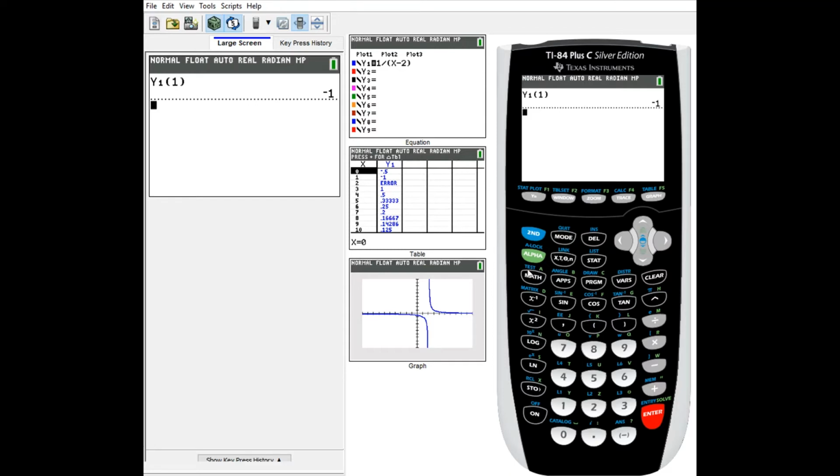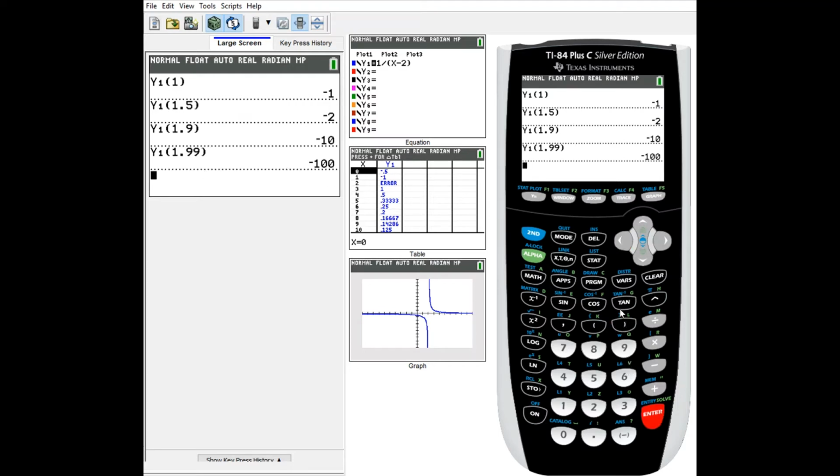So that's what we get. Okay. But we're going to want to do several other calculations. Let's try 1.5 now. So y1 of 1.5, there we go, minus 2. I'm going to hit second enter again so that I can change this to 1.9. Okay. And so far it doesn't seem to be approaching anything. Let's try another one. Let's try and add another 9 here. We get minus 100. Let's add one more 9.